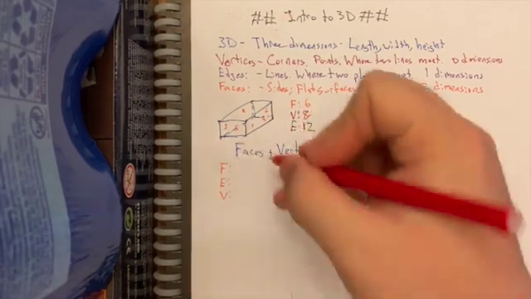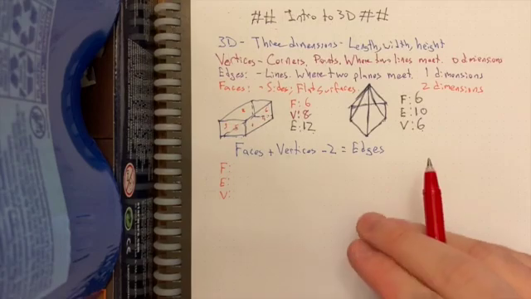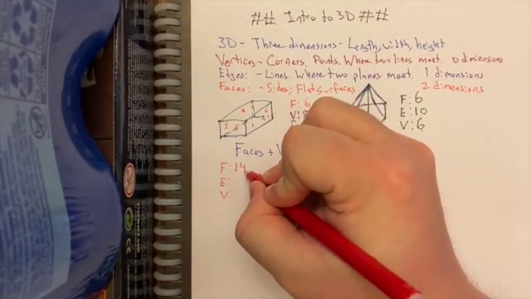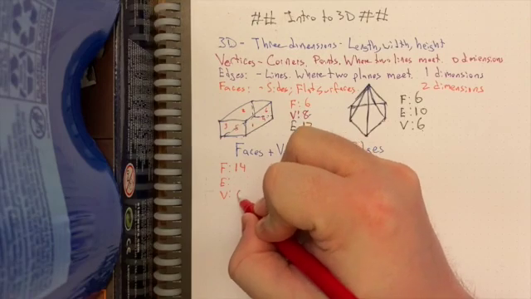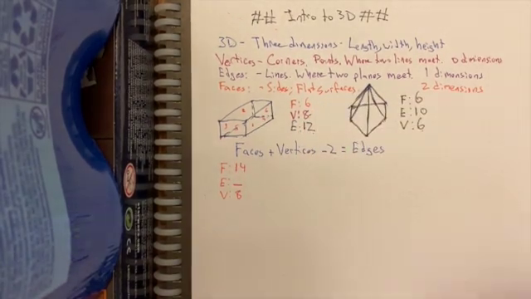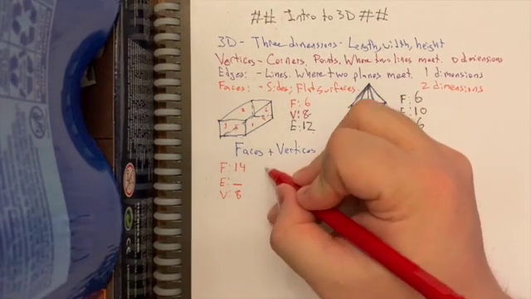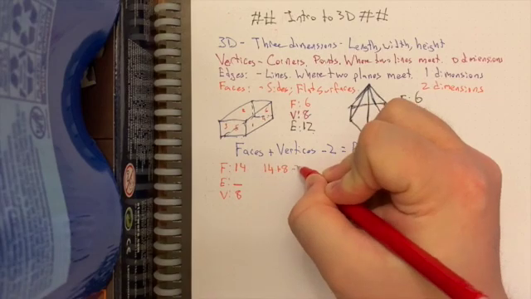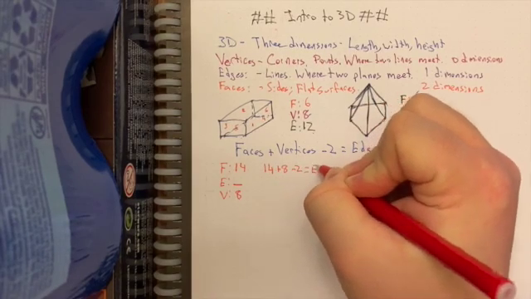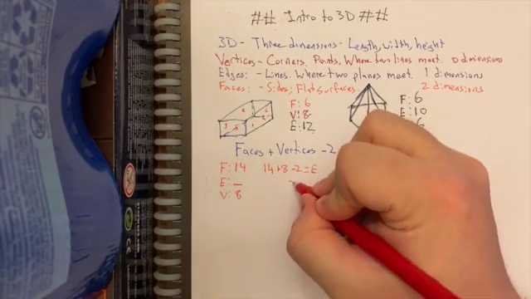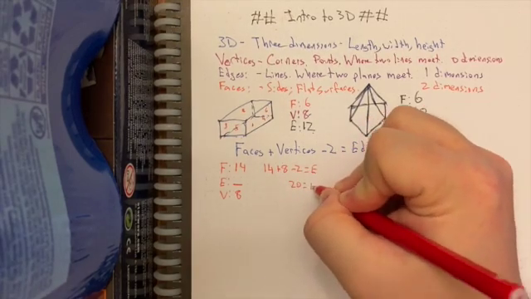Questions that basically I'll give you the different things. You don't have to count them, you have to calculate what's missing. So if there were 14 faces and 8 vertices, I might ask you to find how many edges there are. You would just simply plug it into this formula. 14 plus 8 minus 2 equals edges. 14 plus 8 is 22. 22 minus 2 is 20. There would be 20 edges.